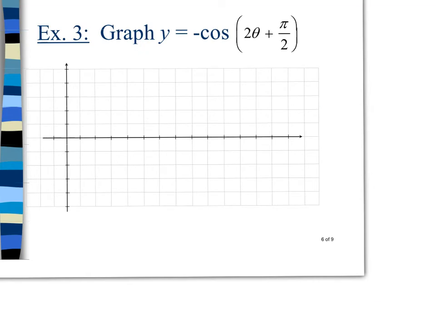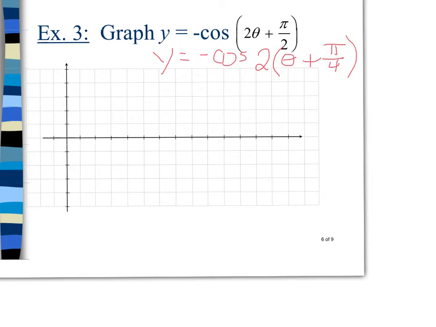Okay, so now we have a couple different things going on here. We have a negative in front of the cosine, and we have a 2 next to the theta. So you want to be able to pull the 2 out. So we're going to rewrite this as y is the negative cosine, and pull the 2 out. If you pull the 2 out, you get theta plus pi over 4. So just in your head, distribute back in and make sure you get pi over 2 that way.